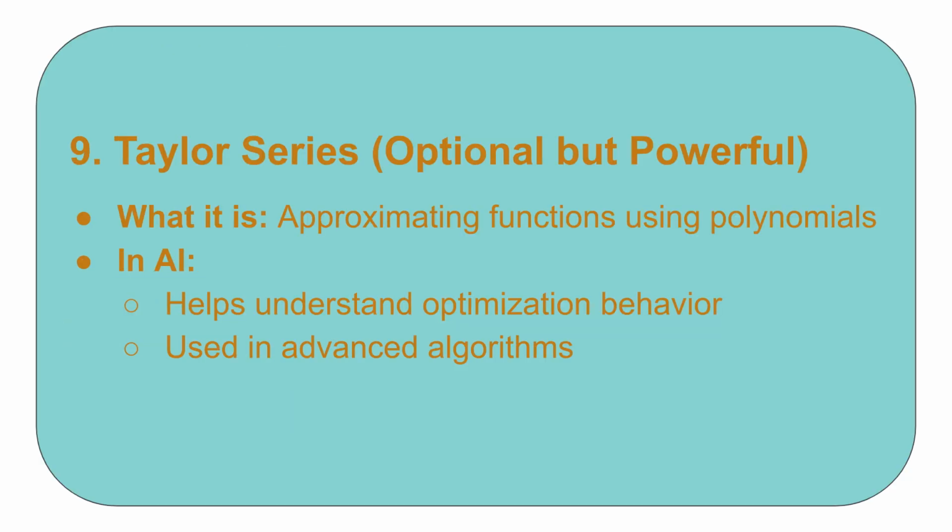Taylor series are optional but powerful. They are used for approximating functions using polynomials. In AI, they help understand optimization behavior and are used in advanced algorithms.